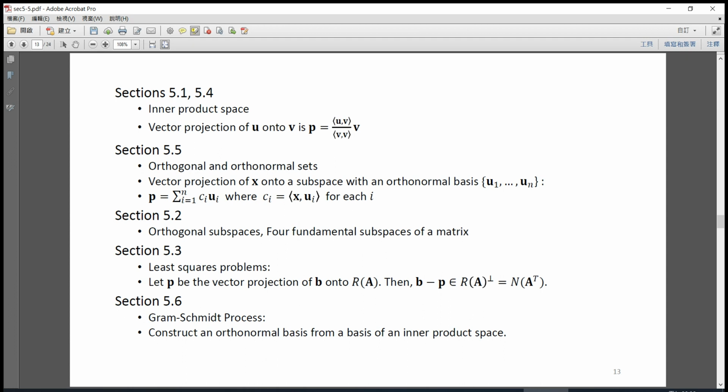This week, we have learned how to compute the projection of a vector x onto a subspace with an orthonormal basis, which is p. p is the element in the span of the orthonormal basis that is closest to x. And we also learned the Gram-Schmidt process. The Gram-Schmidt process can be used to construct an orthonormal basis.